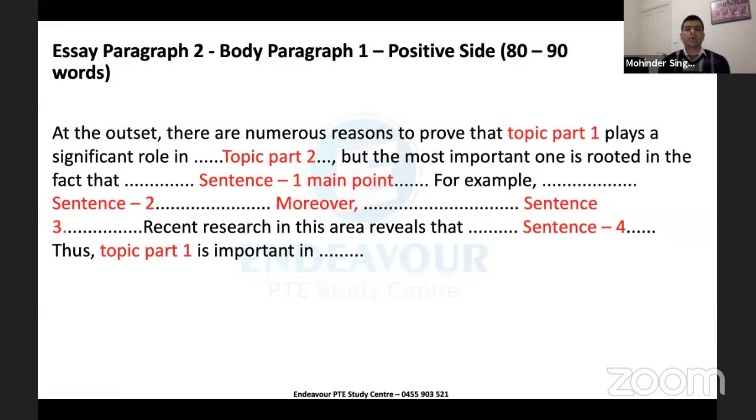So, clear organization of sentences within a paragraph: topic sentence, example sentence, two discussion sentences, and a conclusion sentence. These are the basics of a good paragraph. These are also the tips for writing summarized written text.